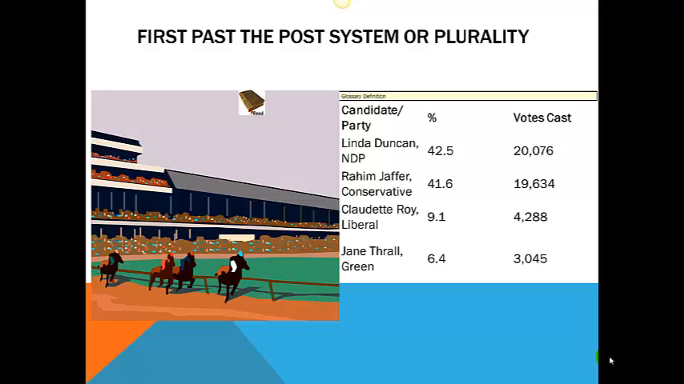And we'll take a look at an example here with the 2008 results from Strathcona County. In this case, we have some candidates. We have Linda Duncan from the NDP, Raheem Jaffer, who's a Conservative, Claudette Roy, who's a Liberal, and Jane Thrall, who's a Green. When it comes to first past the post, Linda Duncan received 42.5% of the popular vote, and received 20,076 votes of the votes cast. Because she received the most votes of any of the candidates, she wins because of first past the post.